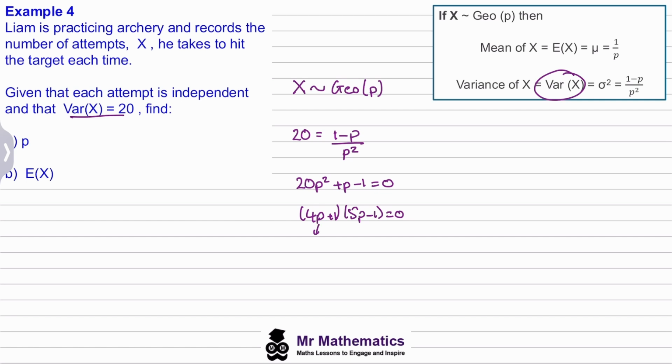So from this one, P must be equal to negative 1/4. And then from this one, P must equal 1/5. But we know that a probability cannot be negative, so we can discard this value of P. So then for part B, the expectation, this will be 1 over 1/5, which is 5.